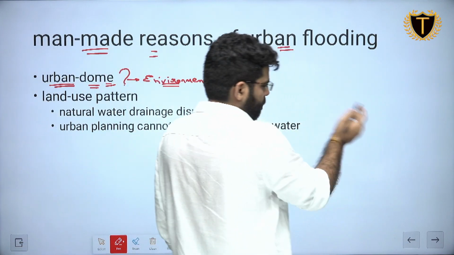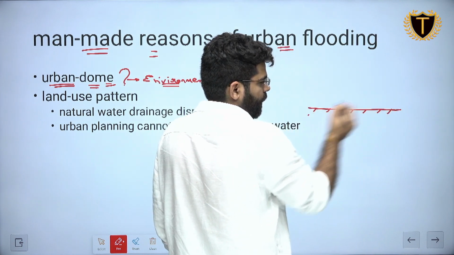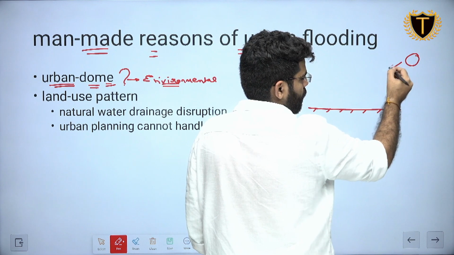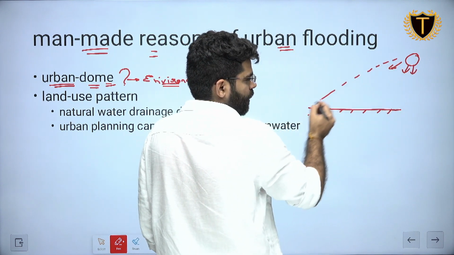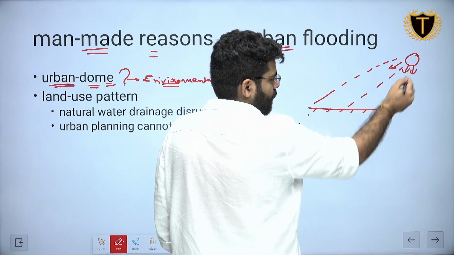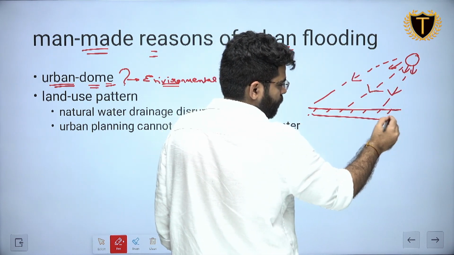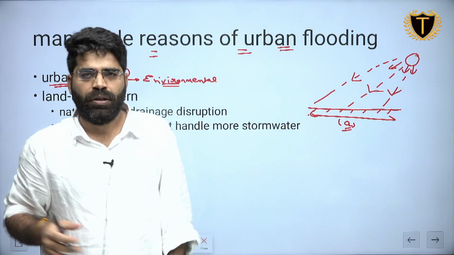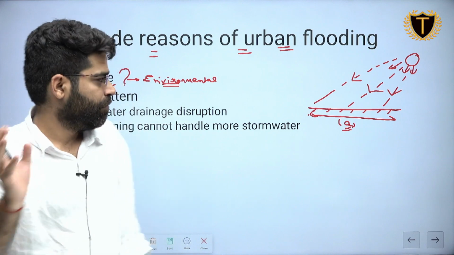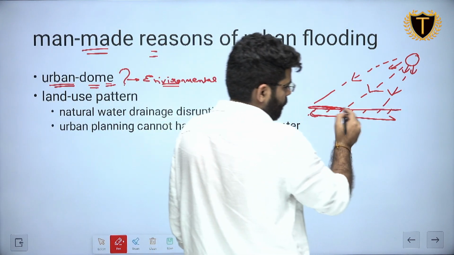See, let me take an example. Suppose there is a plain area and the sun has been shining overhead. Can you see the sun rays are coming directly at this area? Suppose the value of this area is A. Is it clear? We have taken an example where the sun is shining directly overhead this plain area.